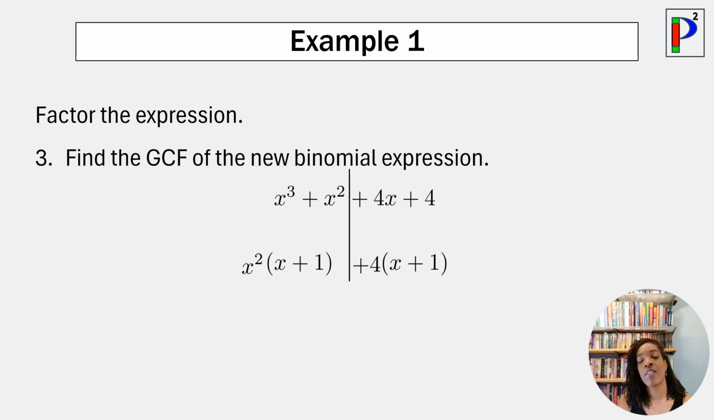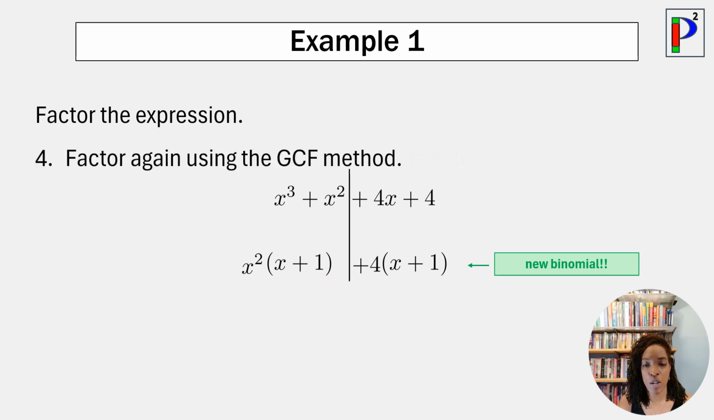Now, I can find the GCF of this new binomial expression, which is x plus 1. I'll bring down my binomial, and what's left over on the left-hand side is x squared. On the right-hand side is plus 4. And we're done.